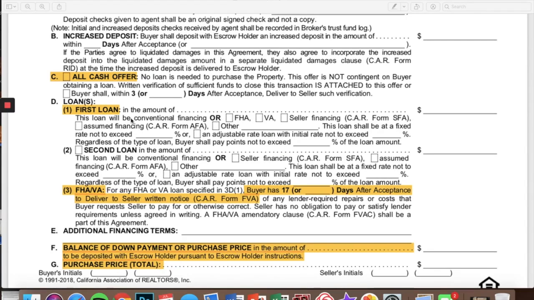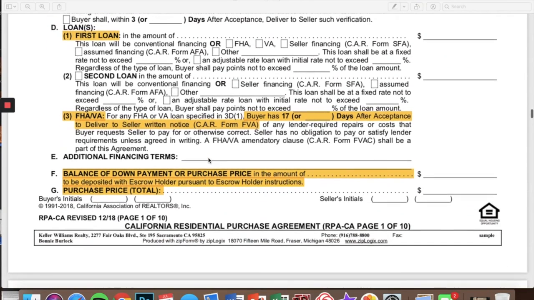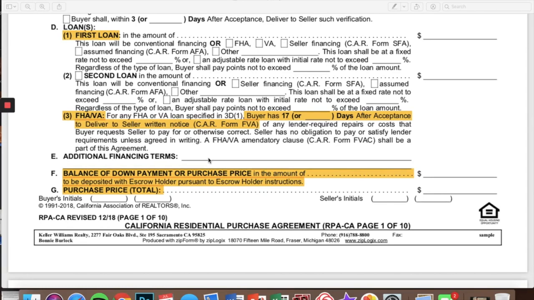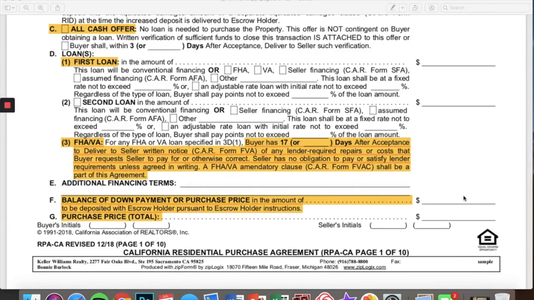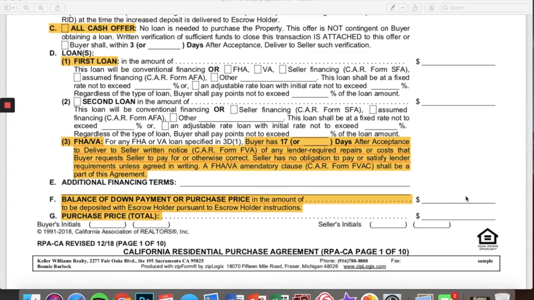and if it's conventional, then you don't have to check anything, and you just need to type in the loan amount. And if there is a rate that it isn't to exceed, or an adjustable loan rate with an initial rate not to exceed, then you're going to go ahead and fill that information in here. If there's a second loan, we're going to repeat the process here. And if it's an FHA or VA, we're going to need some additional documentation in order to disclose that. We'll need a FVAC CAR form. Then we would add our down payment here.